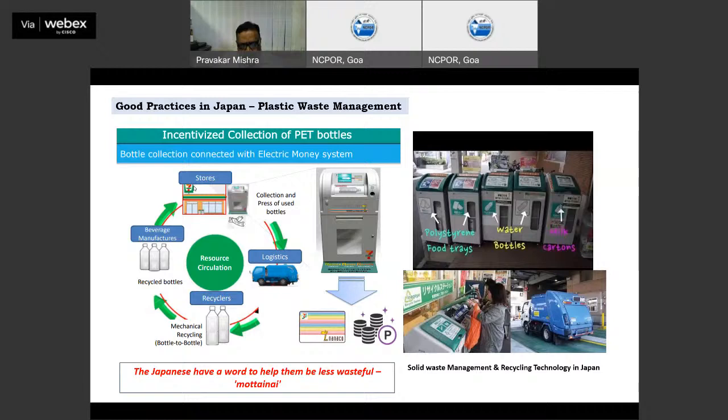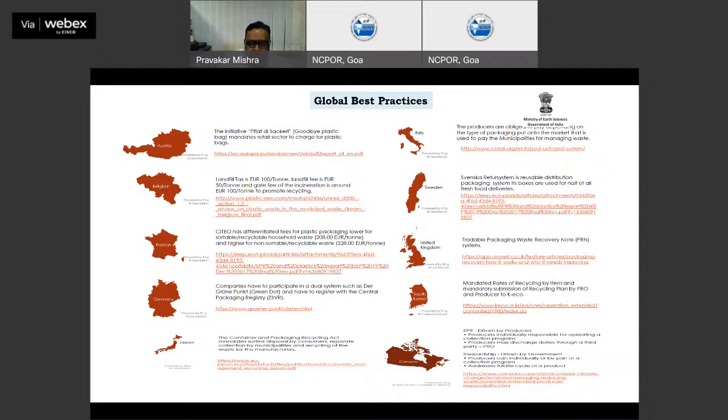This is a very, very successful way, and it is a top country in the world that can manage plastic waste in a very nice way. Similarly, there are a number of countries which have global best practices, and from all these countries we have to learn and implement. In formulating our policy, we have to see how they are managing in their country and how that is getting benefited down the line, and that can also be included in our policy papers.